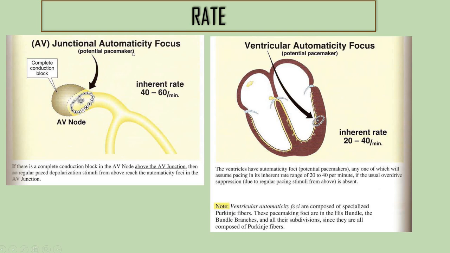AV junctional automaticity focus, potential pacemaker, that is inherent rate 40 to 60 per minute. Complete conduction block. If there is a complete conduction block in the AV node above the AV junction, then no regular pacing stimuli from above reach the automaticity foci in the AV junction.